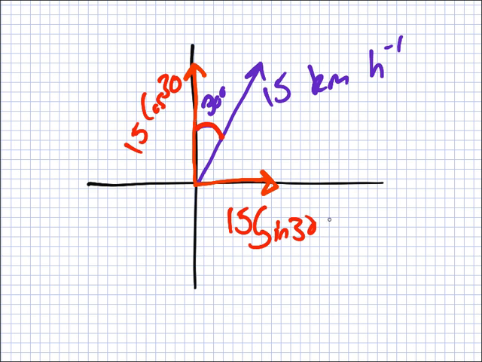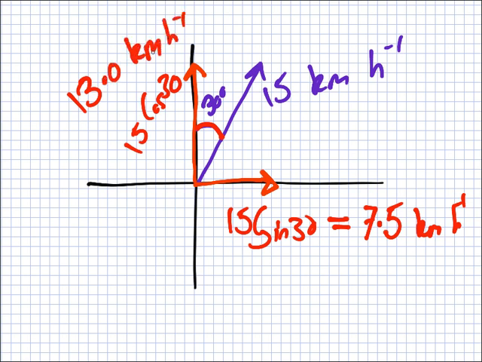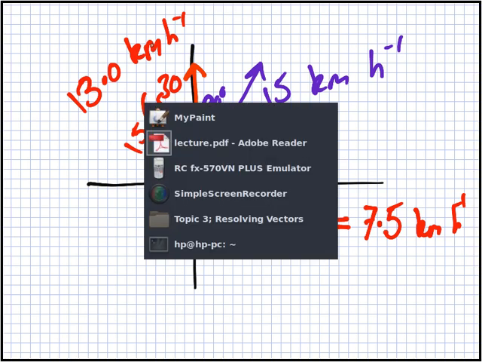So, what did you get for this side? 7.5, yeah, kilometers per hour. And this side? 12.99. So 13. 13.0 kilometers per hour. Yeah? Okay, right. Continue.